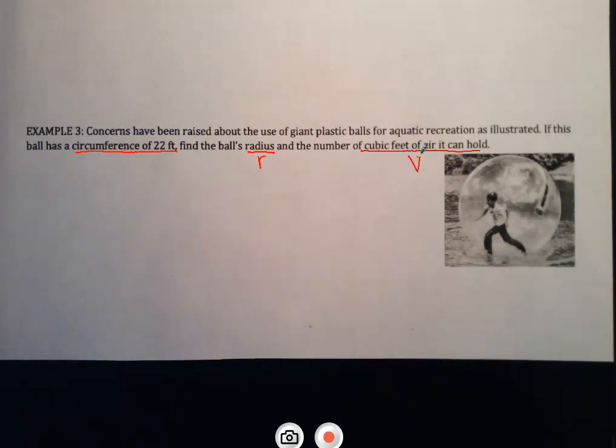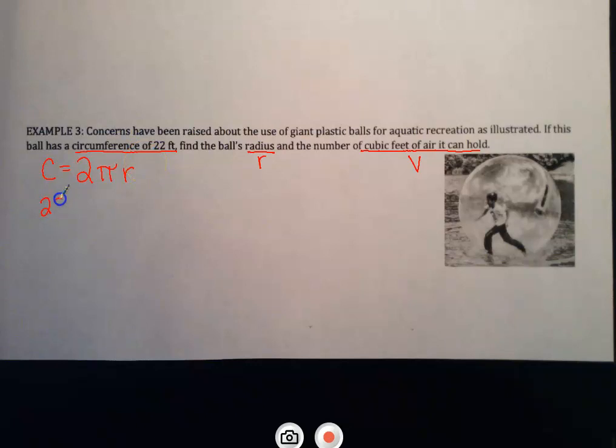Okay, so we know its circumference, but we don't know the radius, we don't know the volume. So let's use the circumference. What's the formula for circumference? 2 times pi times the radius. Okay, so we can plug our circumference in and solve for our radius.